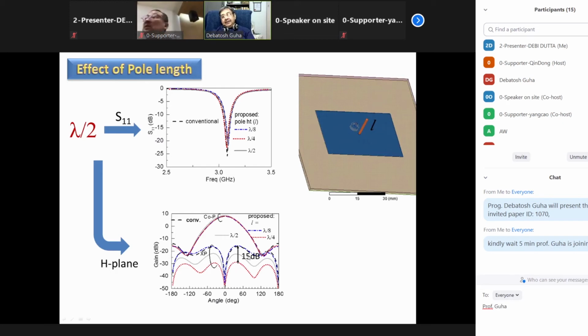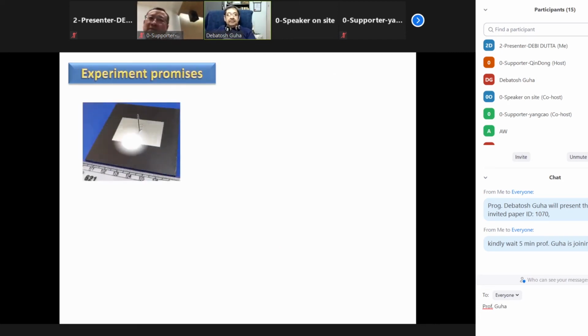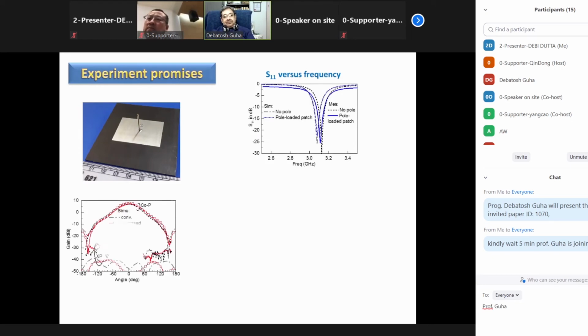You look at 15 dB separation, that is the red color. The red color is equal to lambda by 4. So our conjecture, our physical interpretation, is absolutely perfect in offering this value. Good. You see the experiments, what kind of promise.